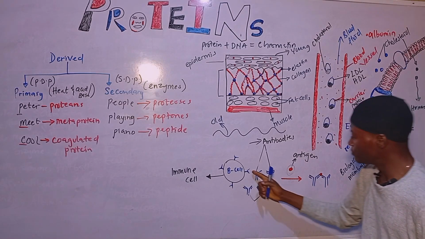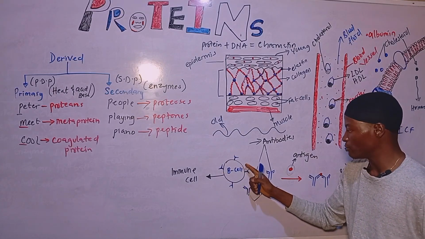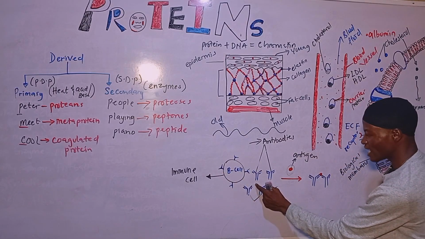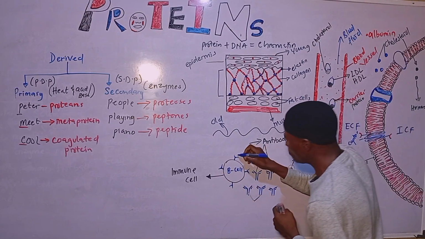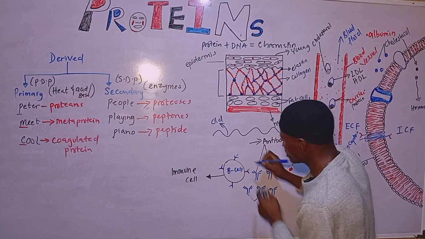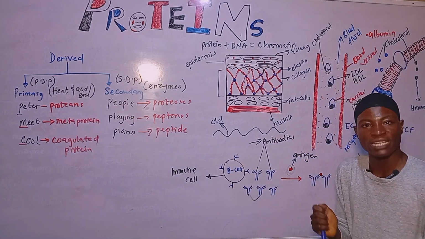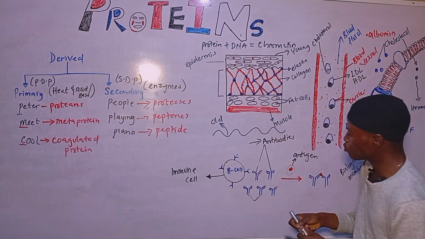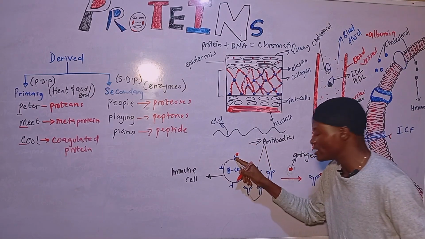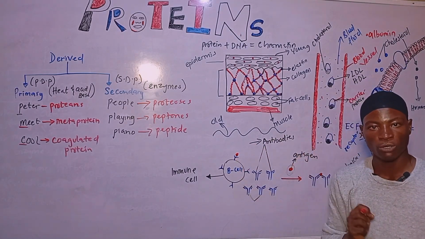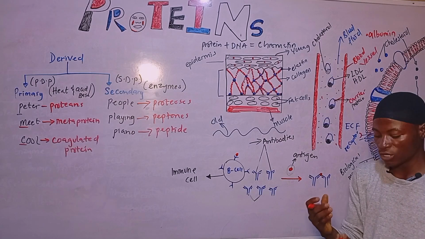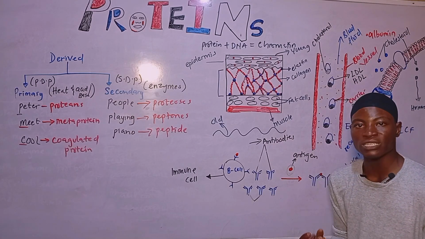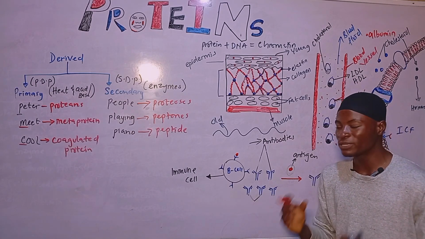For example, before this B cell can produce antibodies, it must first bind to some antigen on an antigen presenting cell, right? So in that case, this particular guy here is a receptor, and it is a protein molecule. So proteins also perform the function of receptors. They help in cellular communication. That's basically what is there.